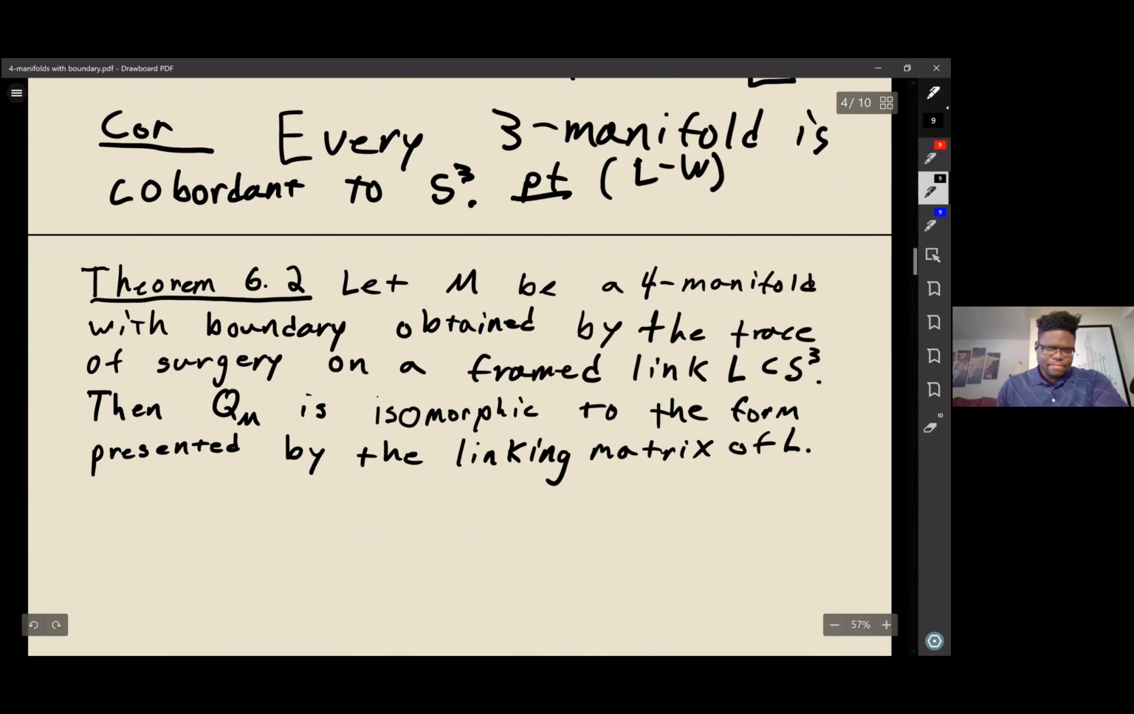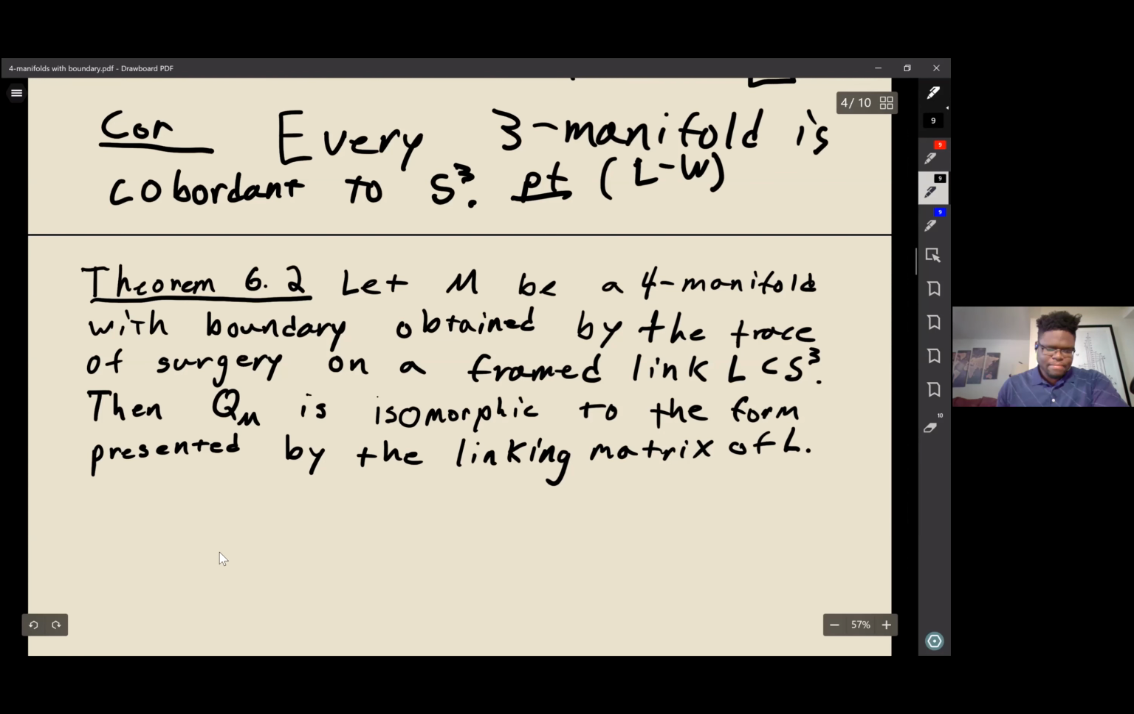So now we'd like to understand the intersection form of the trace of a surgery. That'll be the subject that we get into now. We'll look very explicitly at the surfaces in the trace of surgery, as we've been doing in some of the problem sections that we've had this week. So we'll let M be a four-manifold with boundary obtained by the trace of surgery on a framed link in S3. Then the intersection form of this trace is isomorphic to the form presented by the linking matrix of L.